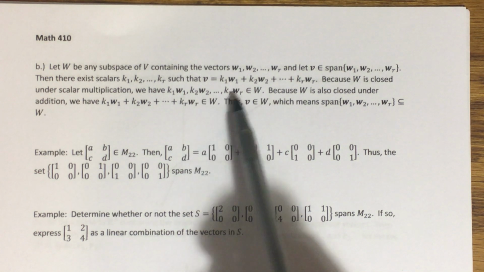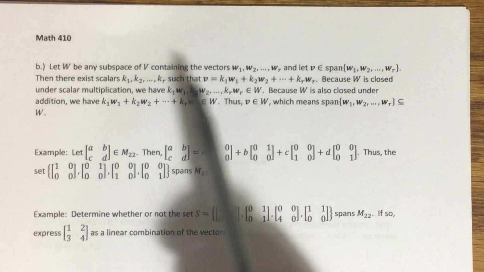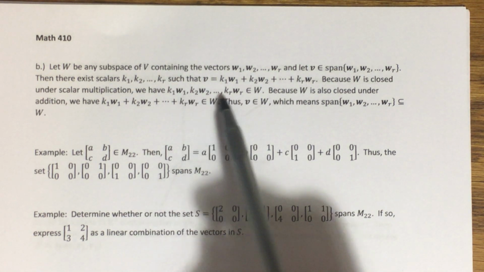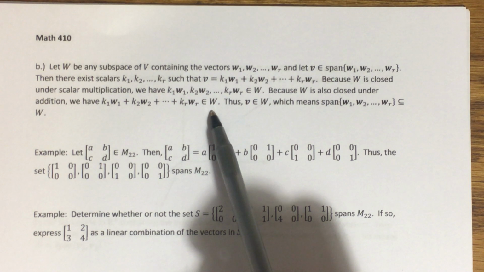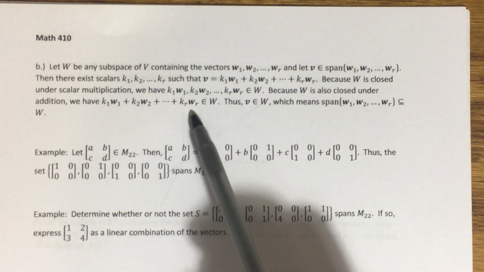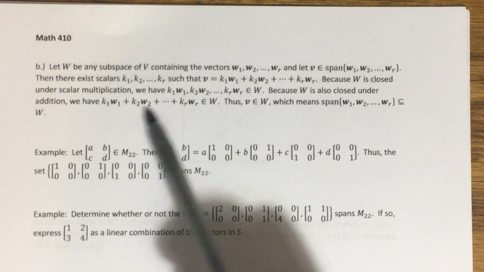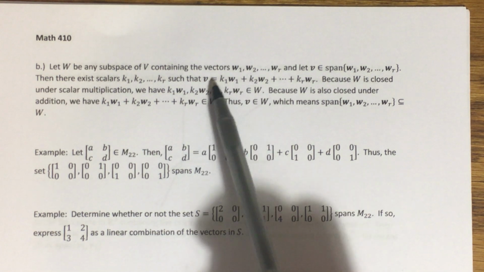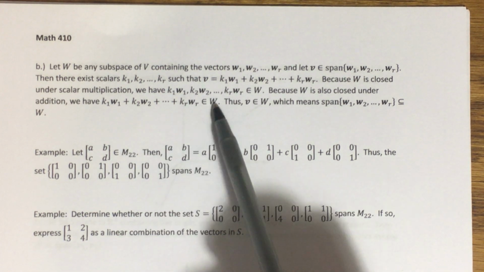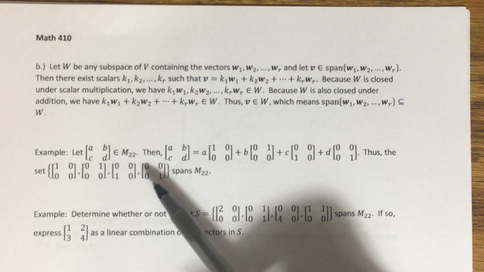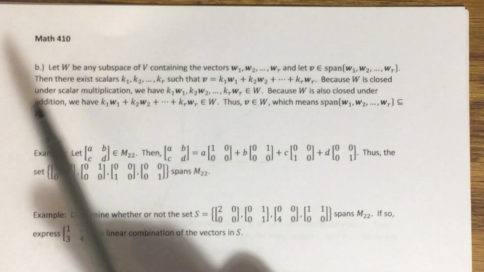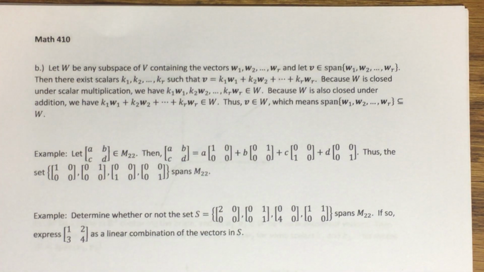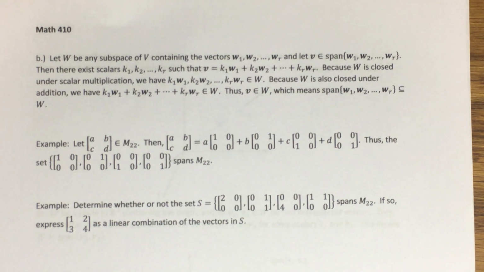But then if these r vectors that I'm listing here belong to our subspace, the fact that we have closure under addition as well means the sum of those has to belong to our subspace. But that sum, k1w1 plus k2w2 and so on, that's the same linear combination that gave us v. So if that belongs to W, then that means v is in W as well. There's where we get our subset. Okay? So that proves that first theorem.